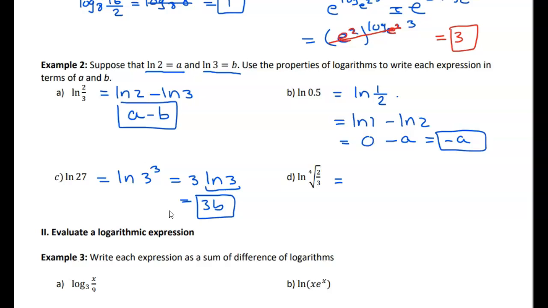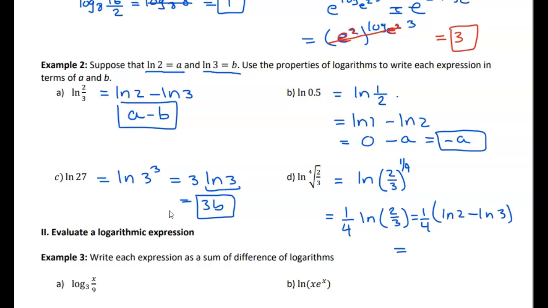Right, part D, we have log of 2/3 to the 1/4 power. Take that exponent in front, 1/4 log of 2/3. Then we're going to do the subtraction rule here, so this is 1/4 times log of 2 minus log of 3. And that's 1/4 of a minus b. All right, cool.